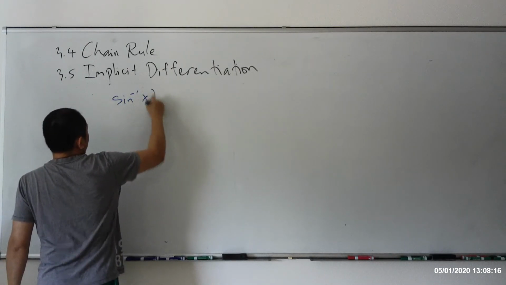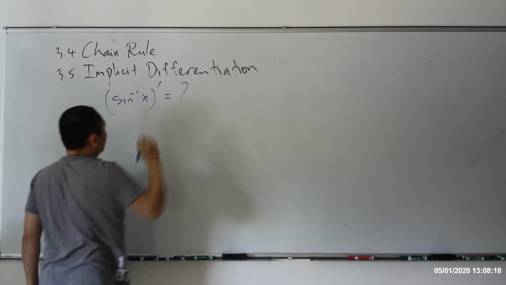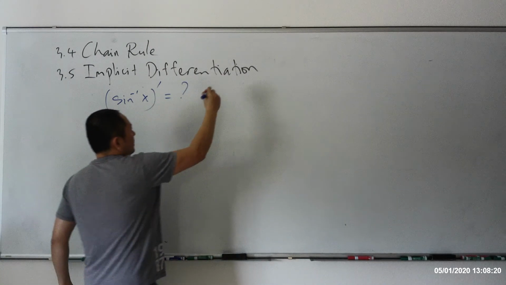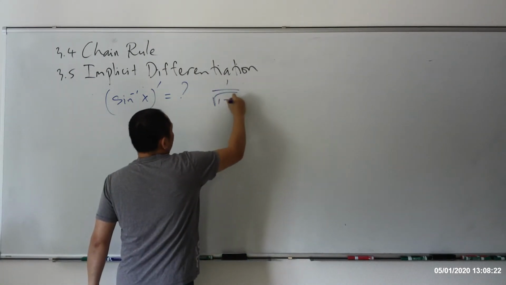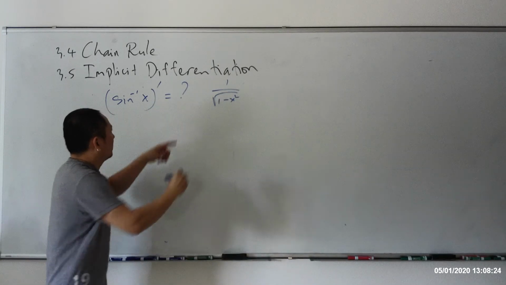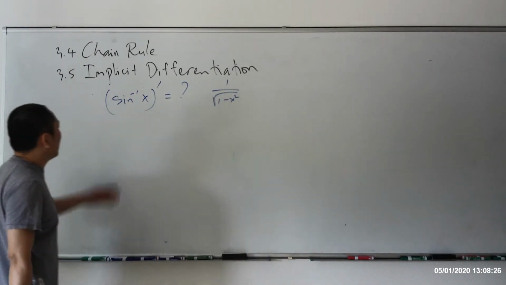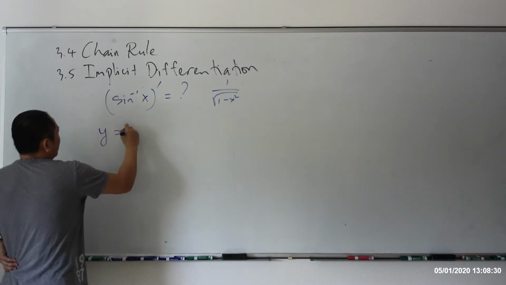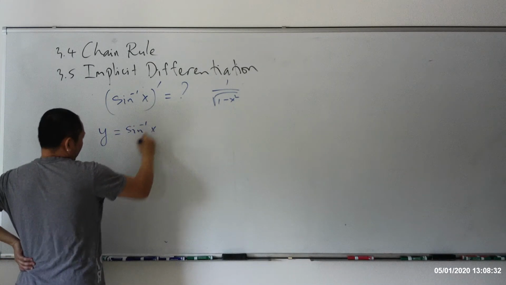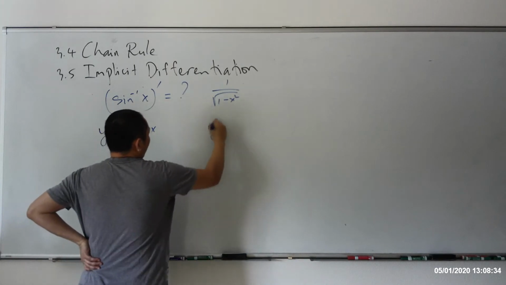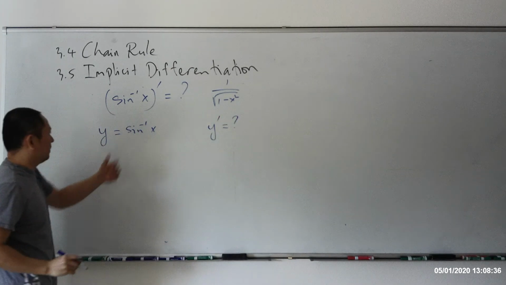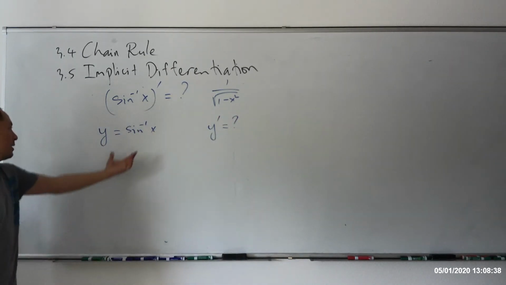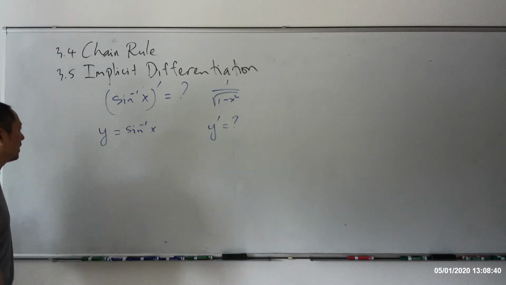So we have sine inverse of x and take the derivative, assuming you don't know. Of course, we know the answer is 1 over square root of 1 minus x squared, right? Say we don't know. We are looking for the answer. How do we figure it out? We let y equal to sine inverse of x, and our job is to find y prime, the derivative of sine inverse. And by the way, sine inverse right here is the same thing as arc sine.